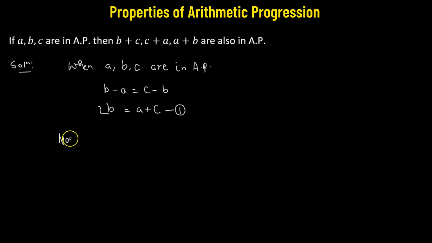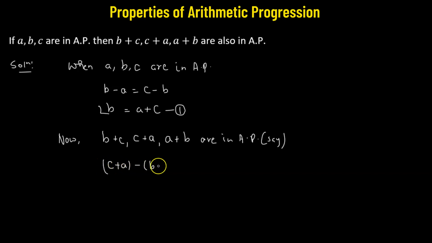Now, we have b plus c, c plus a, and a plus b. Let's say they are in AP. We are just supposing; we will show that this is actually an AP. So that means c plus a, this is the second term. From here, if we subtract the first term, then the common difference that we obtain must be exactly equal to subtracting the second term from the third term. So let's see if it is true or not.